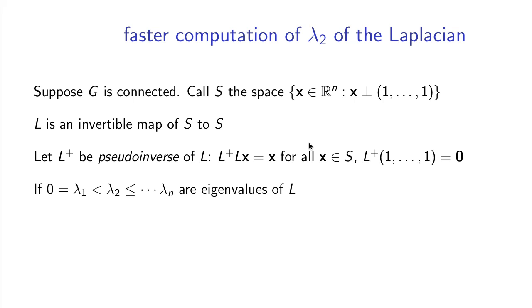And for all other vectors, we can reconstruct the value of L plus by linearity from those equations. The reason why this is an interesting definition is that if 0 up to lambda n are the eigenvalues of L, then the eigenvalues of L plus will be 0, the same as lambda 1, and then all the inverses of the corresponding eigenvalues of L. And the eigenvectors of L plus will be the same as the eigenvectors of L. This means that finding the largest eigenvalue of L plus and a corresponding eigenvector is the same problem as finding the second smallest eigenvalue of L and the corresponding eigenvector.